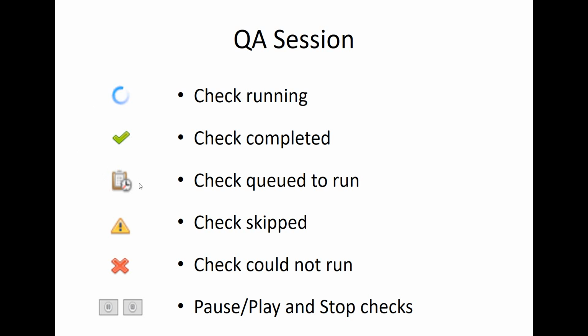This symbol here, with the clock, to the left of a check means that the check is queued to run within that session. A yellow warning means the check was not run. For example, a corruption check cannot run for TIFF files if no TIFF files exist within the project. A red cross means an error occurred and the check cannot run.